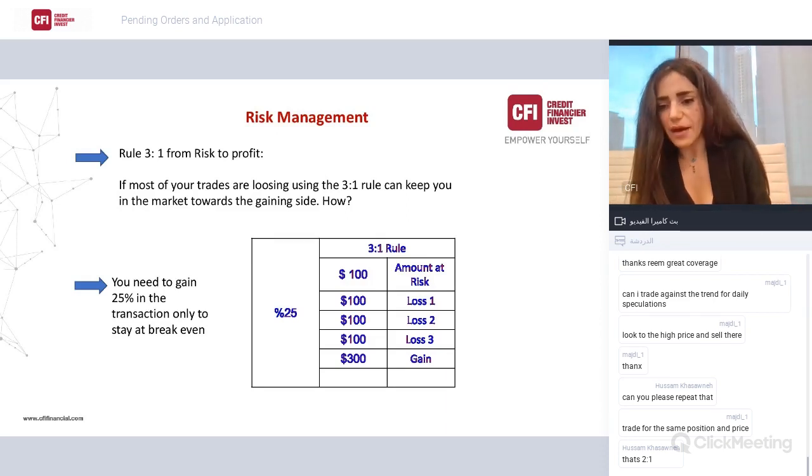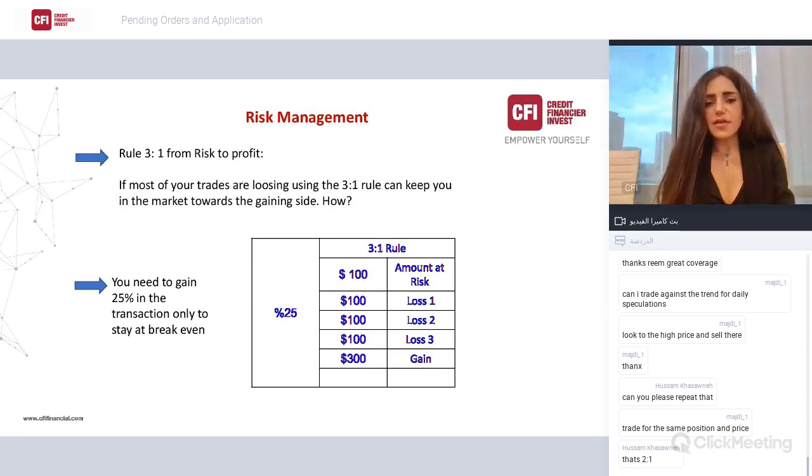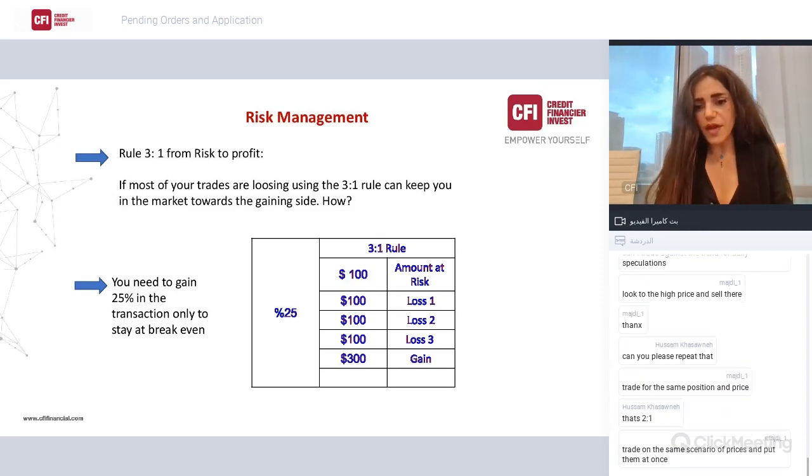This is part of risk management, okay? I know it's a bit complicated, but this is a rule. If you open a first trade, try to make your profits double your losses. If you want to make them equal, then this will break even, okay? This will break even. You might win, but if you decide to open another trade, trade on the same scenario of price and put them at once.